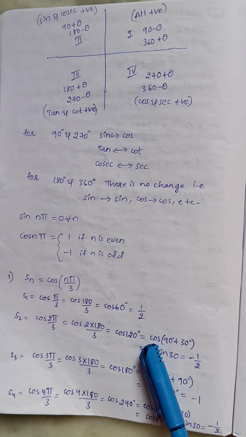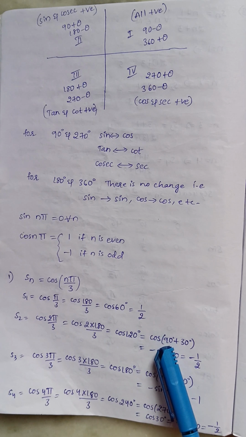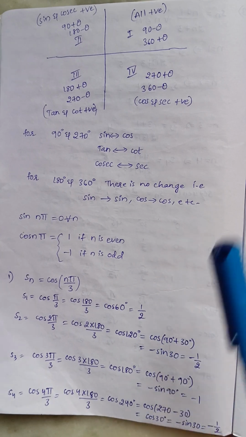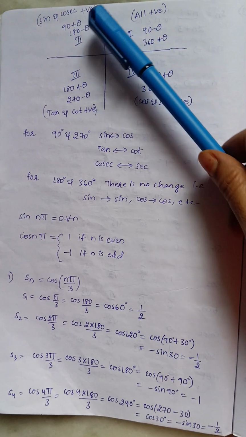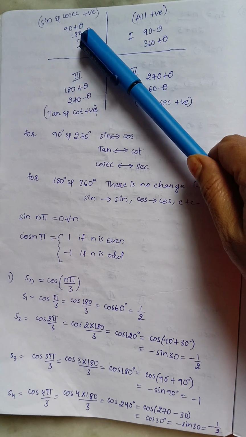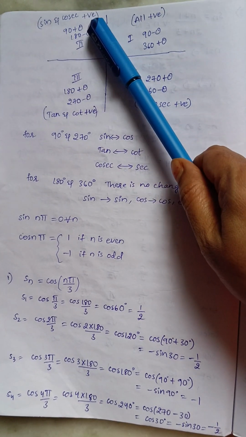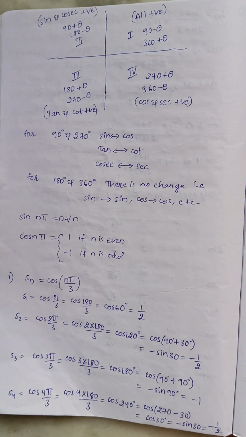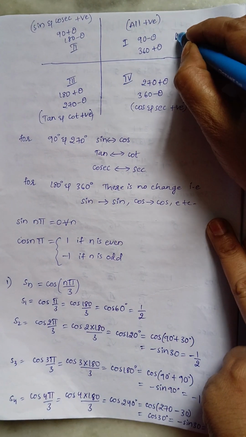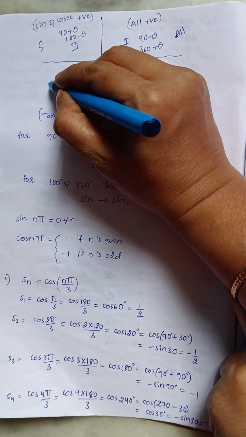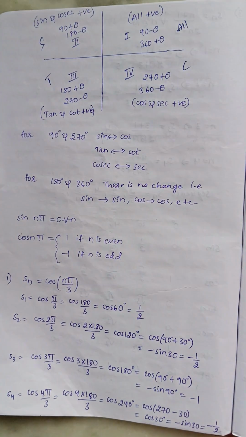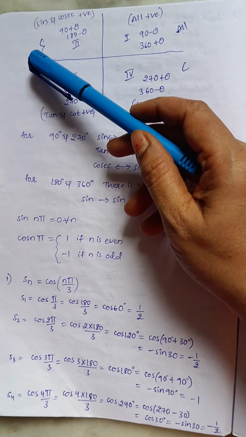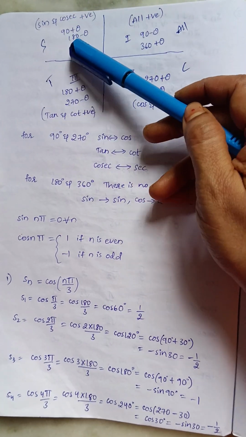Now what we should do is, first of all, take 90 plus theta. Cos of 90 plus theta is in the second quadrant. Here only sine and cosec are positive, remaining all are negative. Here always remember one more thing: all silver tea cups. All silver tea cups means in the first quadrant all are positive, in the second quadrant only sine and cosec are positive, remaining are negative.